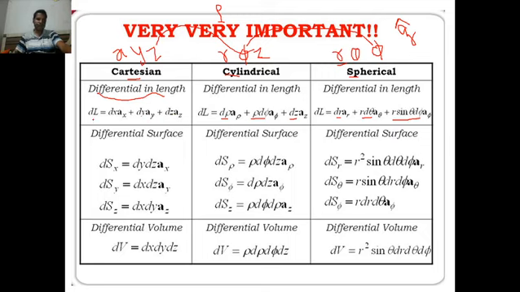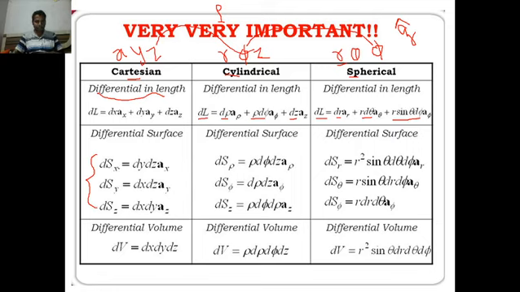Sometimes we require this total differential length in some derivations. In the cylindrical coordinate system, the three differential lengths are dr, r d phi and dz. In spherical, dr, r d theta, r sin theta d phi. By adding all these three, we will get the total differential lengths in the three coordinate systems. Once you memorize these three differential lengths of the three coordinate systems, it is very easy to find the three differential surfaces of each of these coordinate systems.